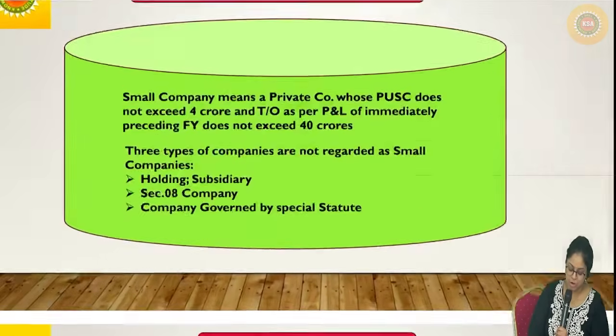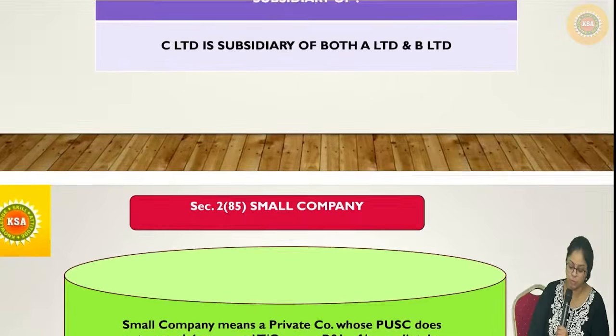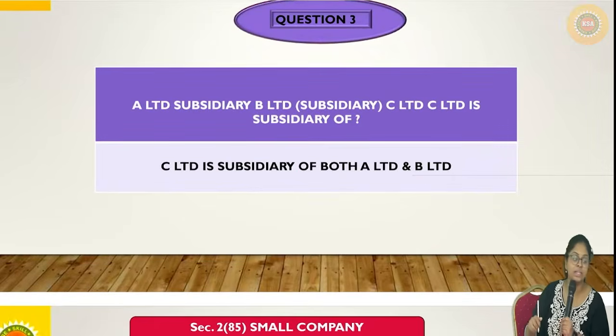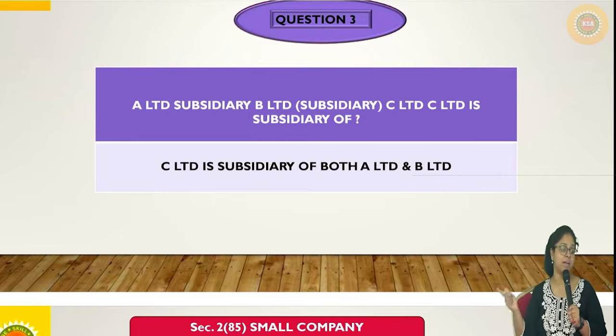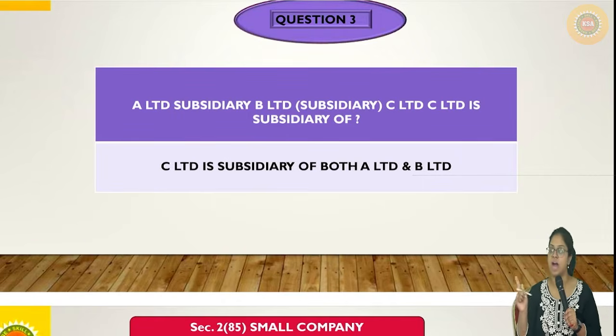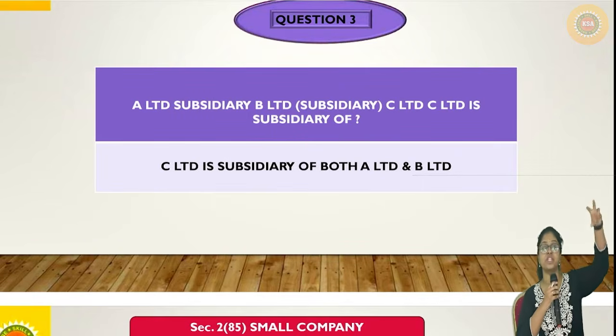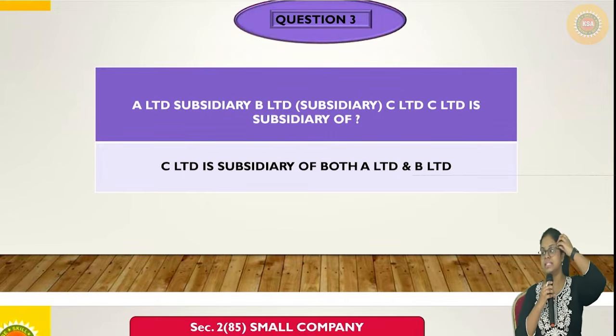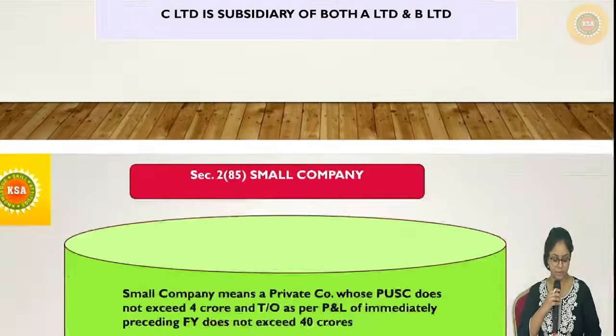A company is called an associate company when you hold more than how much? More than 20% up to 50%. Because if you hold more than 50%, you become the holding. If you have more than 20% but up to 50%, then you become the associate company. And the company which is holding more than 20 and up to 50 will be called an investing company, right? So these are different types of companies.